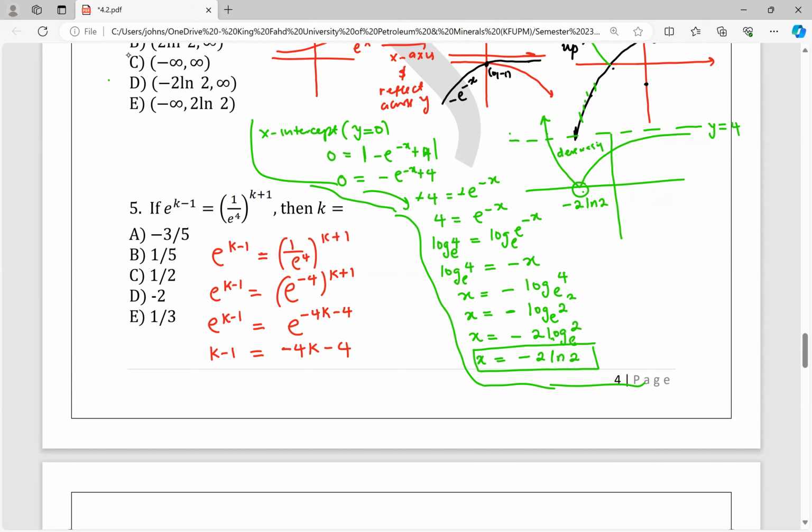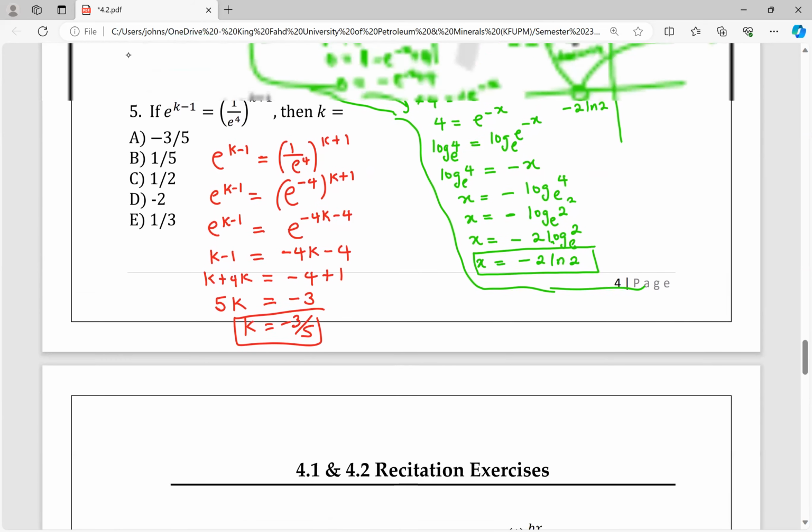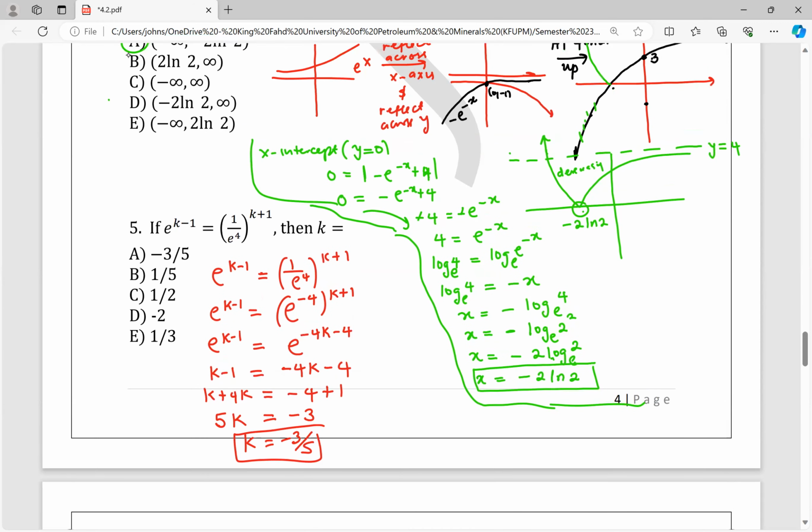Now we can drop the powers and just take k minus 1 equals minus 4k minus 4. We can solve for k now. This will be k plus 4k equals minus 4 plus 1, and this will be 5k equals minus 3. So k is minus 3 over 5. Okay, so we're done with these questions.